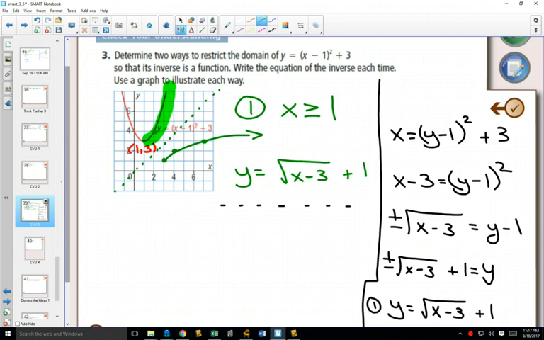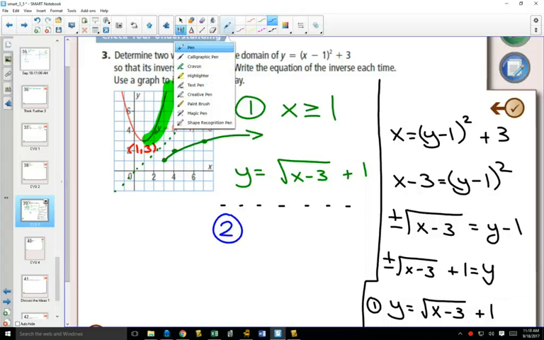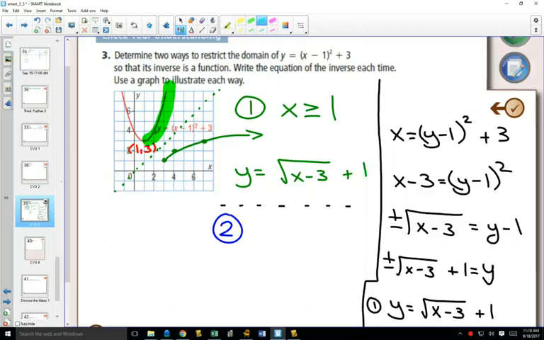It said to create 2 ways. So for our second way, I'm going to highlight it again, but in a different color. Can you see that if you took this half on the blue side, when you just think about the blue side, it too would pass the horizontal line test. And you could restrict that one for x less than 1. You can write less than or less than and equals. It's fine.